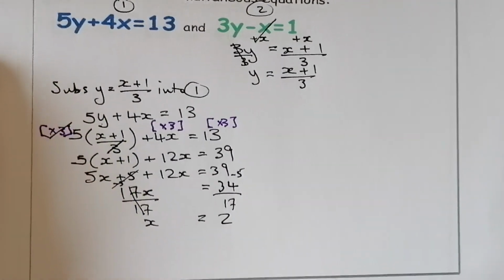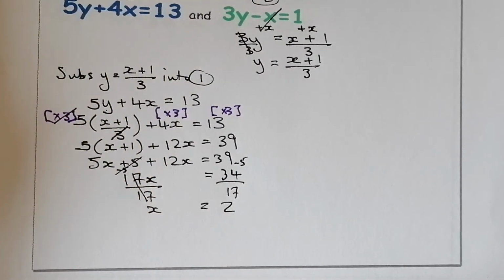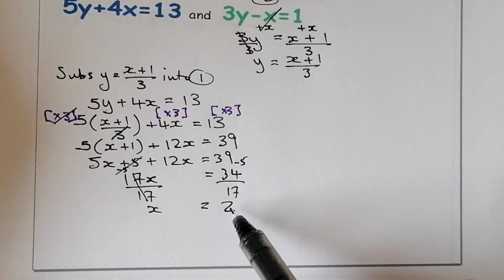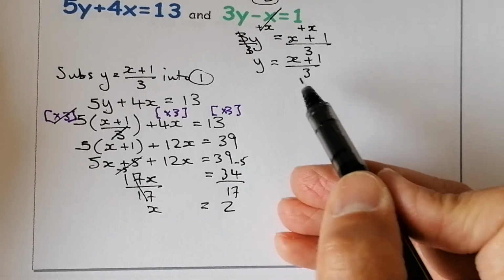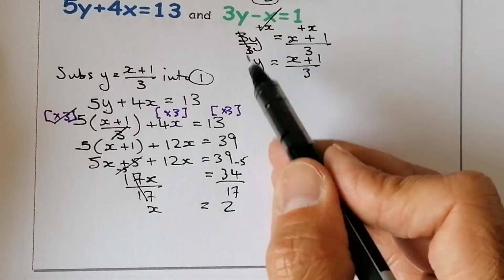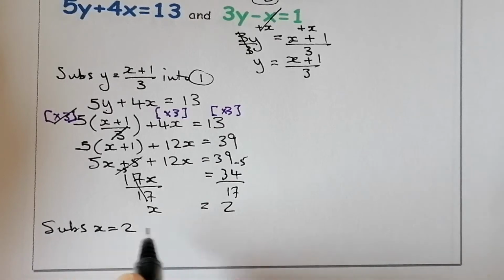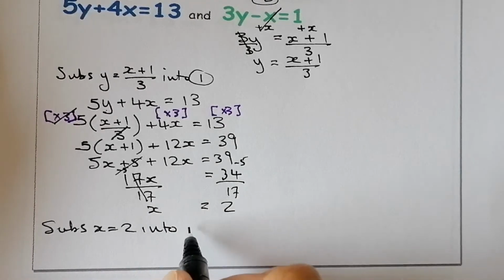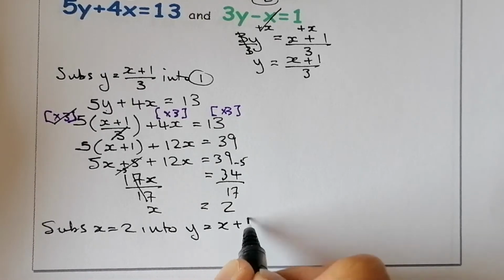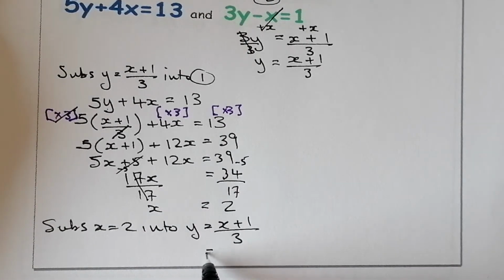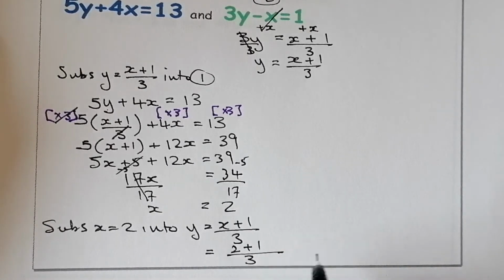Right, from there, we'll work out our y coordinate, or our y value. I'm going to substitute the 2 into this equation here, the one that I've already created. So substitute x equals 2 into that y equals equation up at the top there, all over 3. Right, so putting my values in. So I've got a line that's there. The x is going to be 2, so it's going to be 2 plus 1 all over 3.